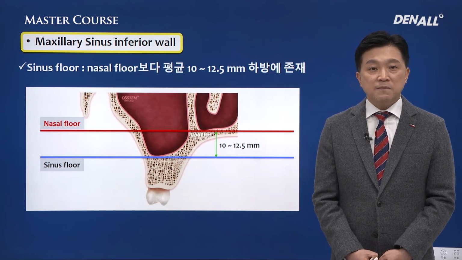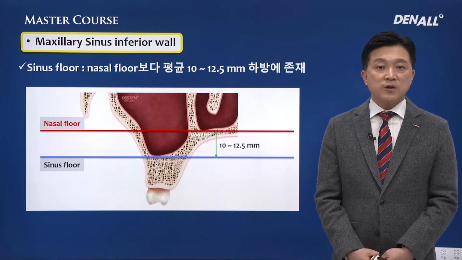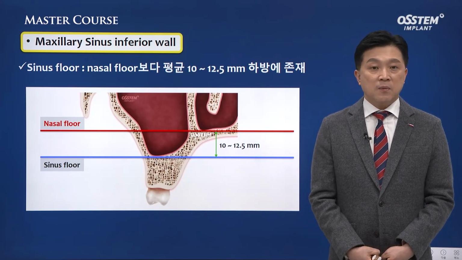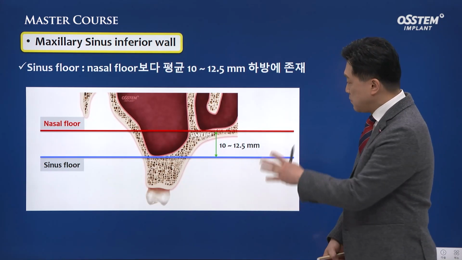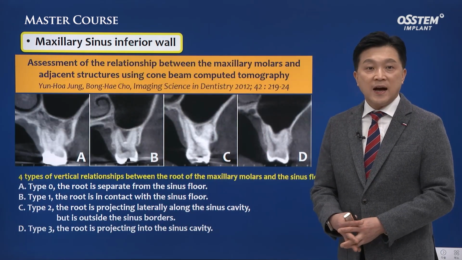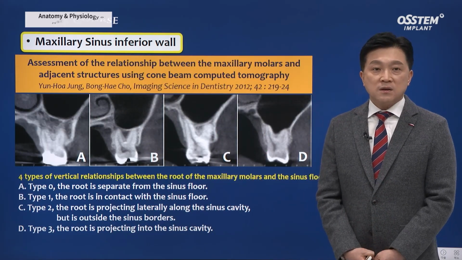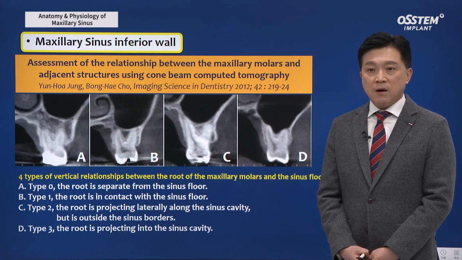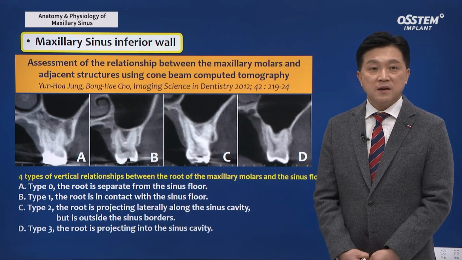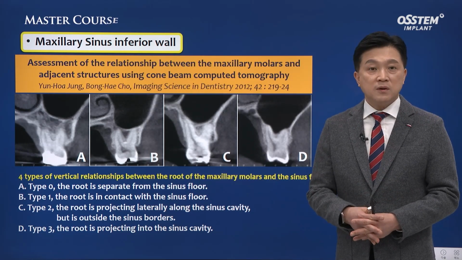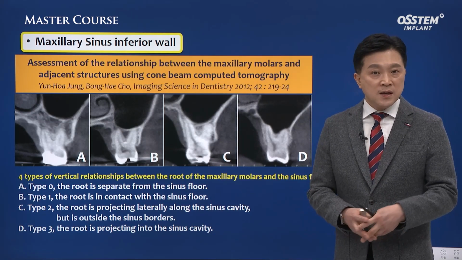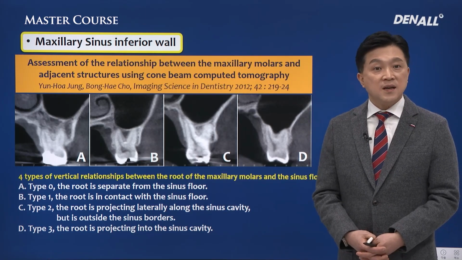Next is inferior wall of maxillary sinus. This is also referred to as sinus floor. This is lower than the nasal floor. It is about 10 to 12.5 millimeters lower than the nasal floor. The important thing about the sinus inferior wall is that we need to be aware of these forms. If it is irregular, it can be very difficult to detach the sinus membrane. If it is smooth, then we can very easily detach the sinus membrane.